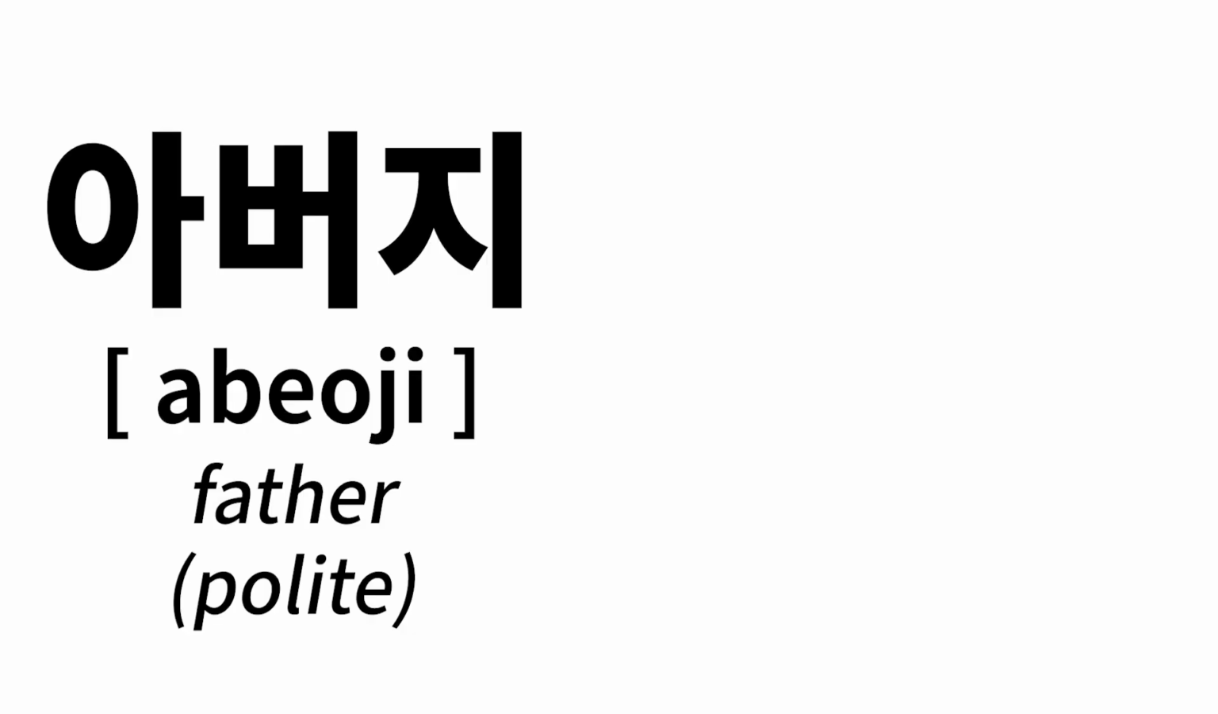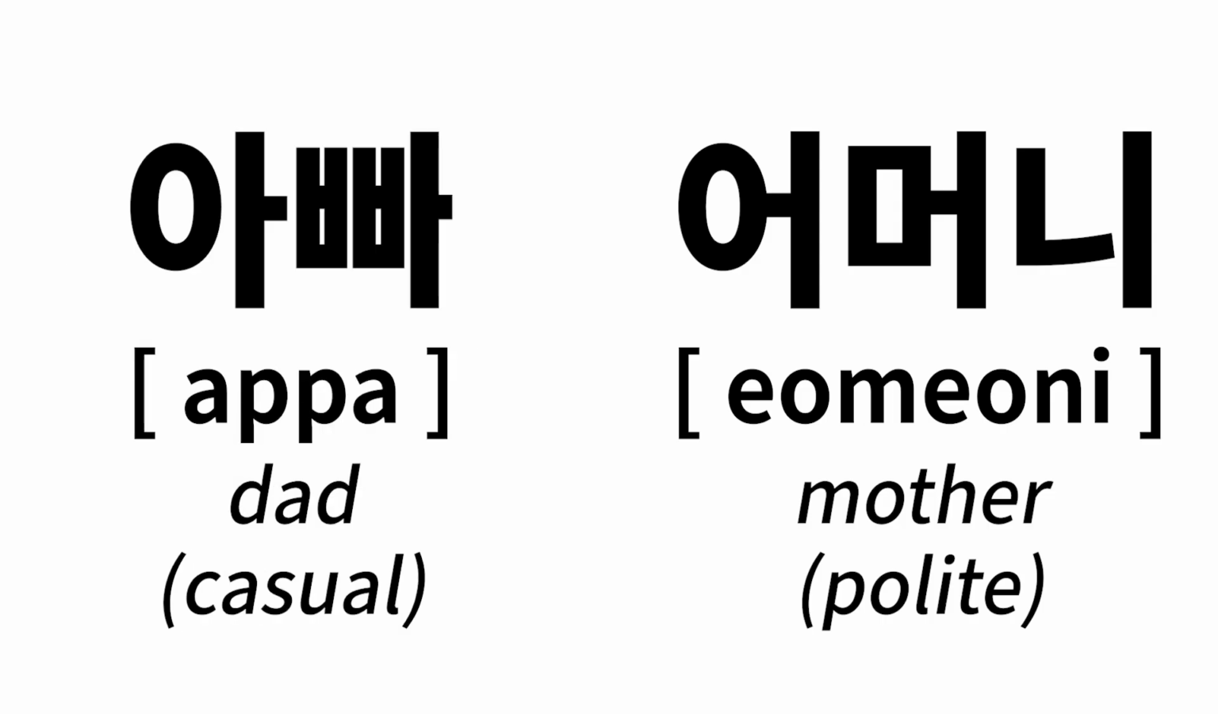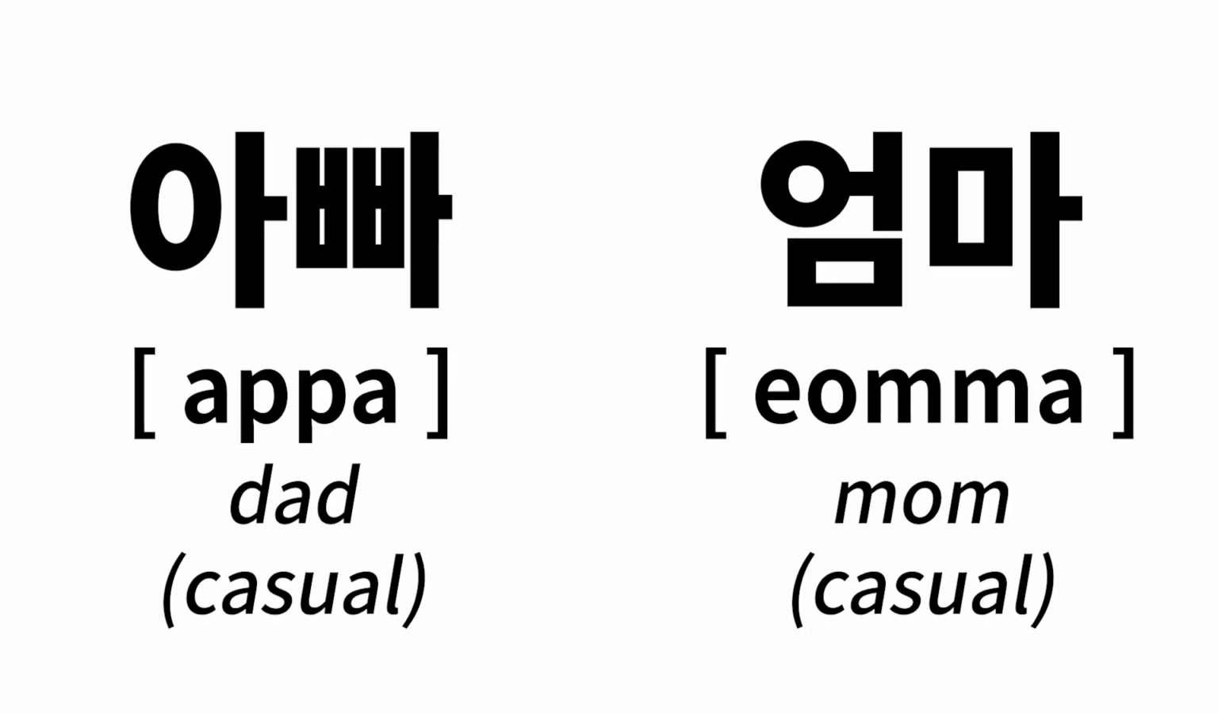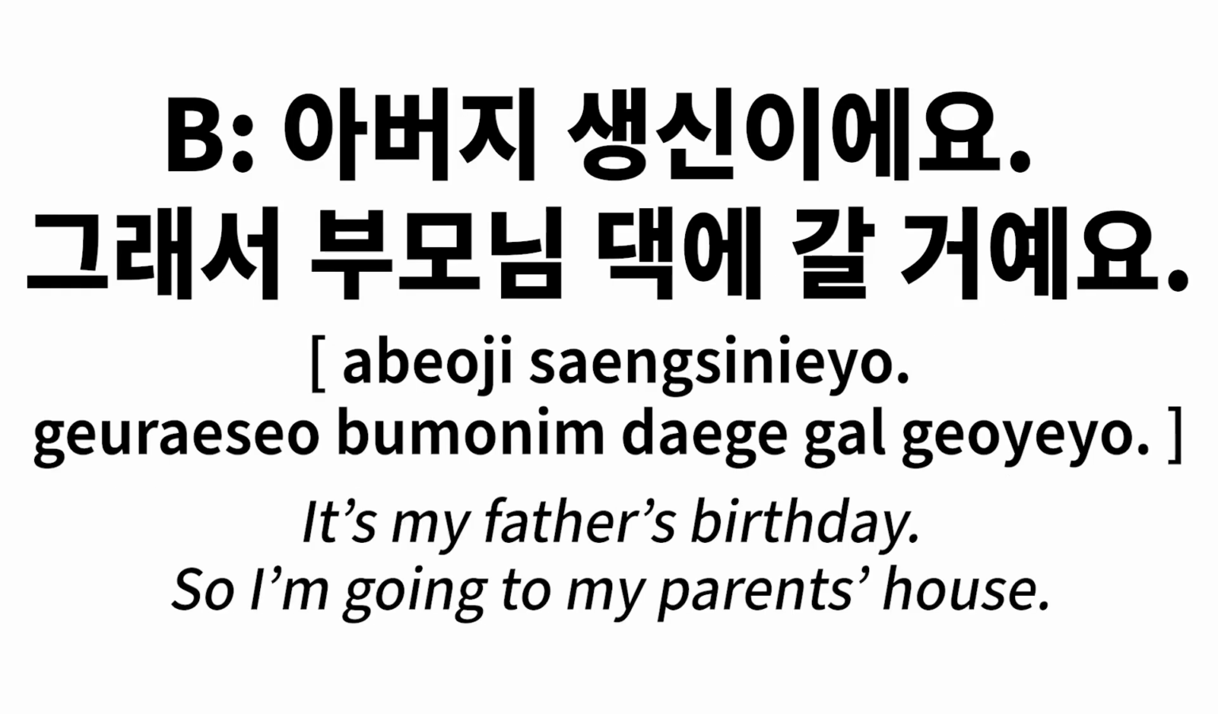아버지 means father and 어머니 means mother. But at home, in relaxed everyday conversation, you can say 아빠 and 엄마. Let's look at a simple mini dialogue. A. 주말에 뭐 해요? What are you doing this weekend? B. 아버지 생신이에요. 그래서 부모님 댁에 갈 거예요. It's my father's birthday, so I'm going to my parents' house.